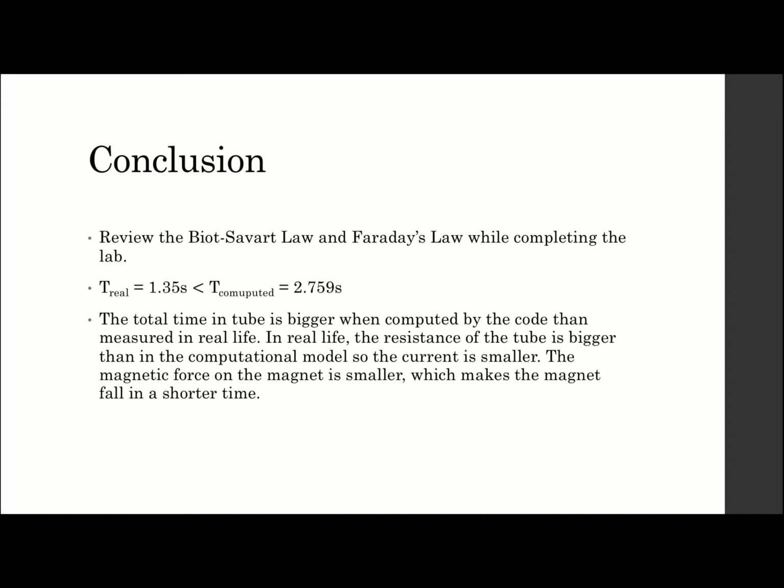In conclusion, the total time in the tube is bigger when computed by the code than measured in real life, because in real life the resistance of the tube is bigger than in the computational model, so the current is smaller in real life. In this way, the magnetic force on the magnet is smaller, which makes the magnet fall in a shorter time.